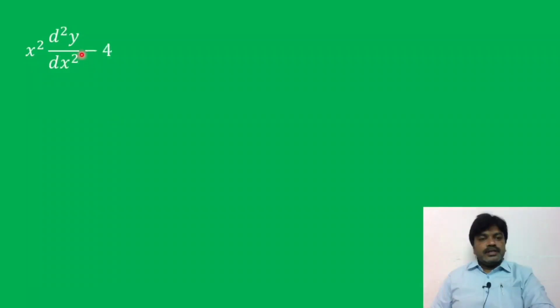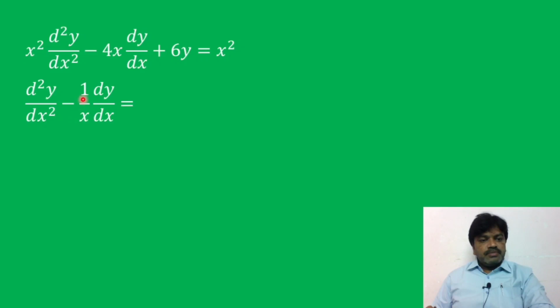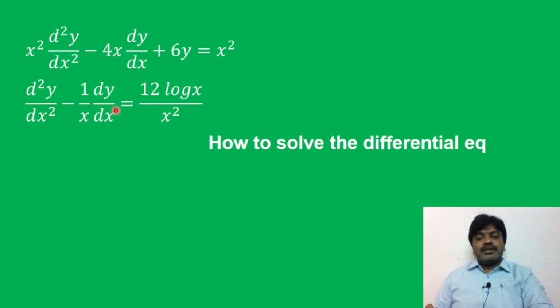x² d²y/dx² − 4x dy/dx + 6y = x². d²y/dx² − (1/x) dy/dx = 12 log x / x². Now if you observe the coefficients here, x², x and 1/x, that means this is a linear differential equation with variable coefficients. How do you solve such types of differential equations?